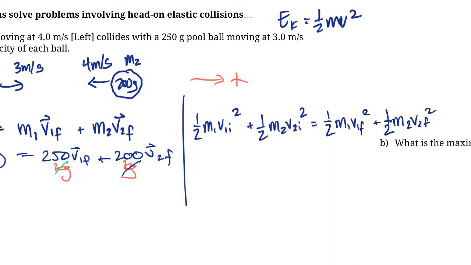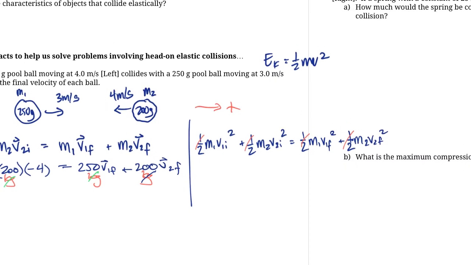Squared. So that equation is also going to be true. Now you might notice right off the bat we can divide everything by 1/2 to get rid of these 1/2s, and we have a simpler equation. And we could, again, plug in what we know. So we know mass 1. What was mass 1? 250.